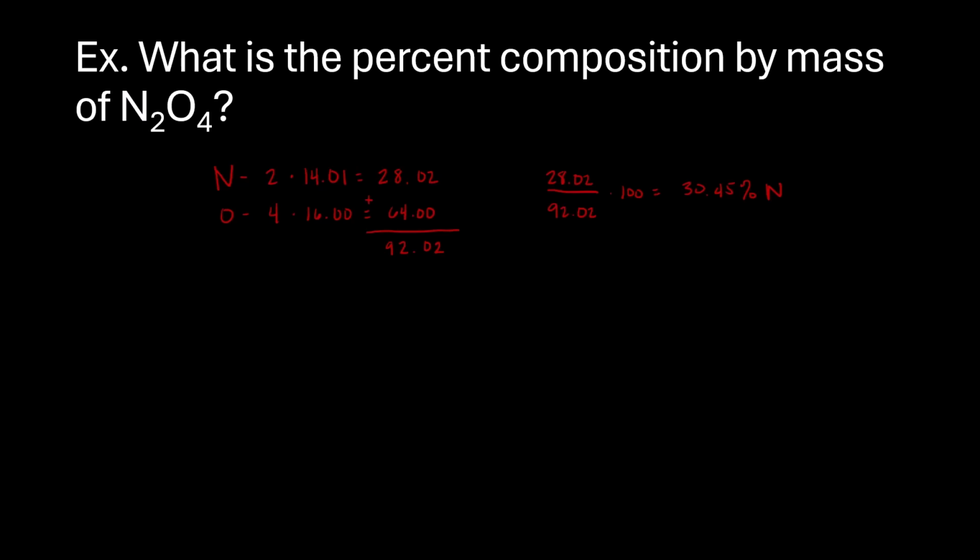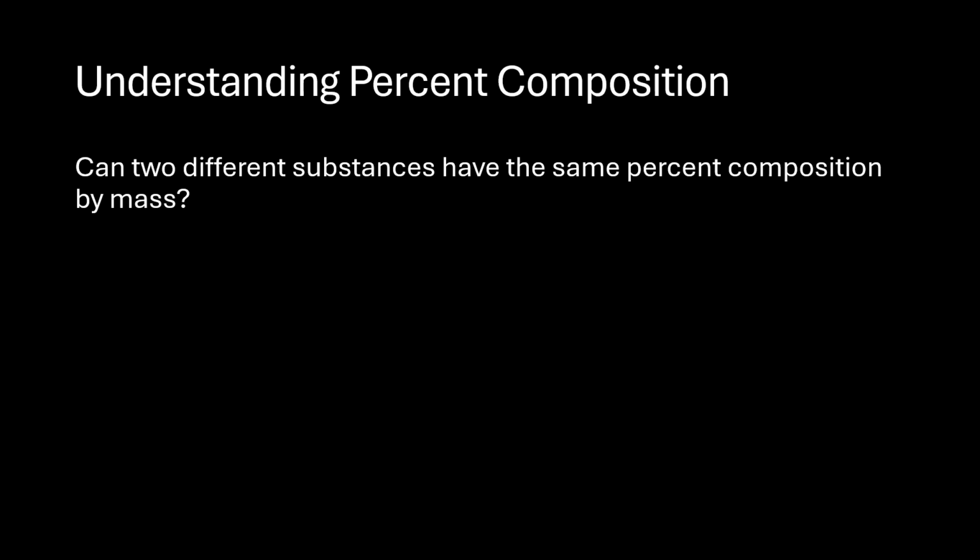But I'm going to go ahead and divide it out. 64.00 divided by 92.02. Multiply it by 100, and you're going to get 69.55% oxygen. Again, these two should add up to 100% because the molecule is only made up of nitrogen and oxygen. So now let's truly understand what percent composition is.